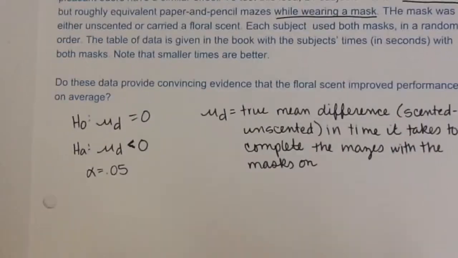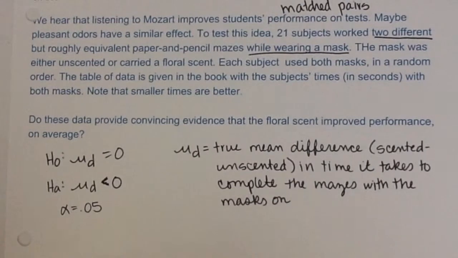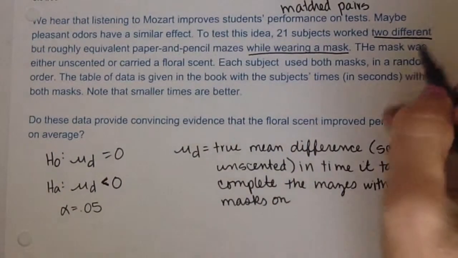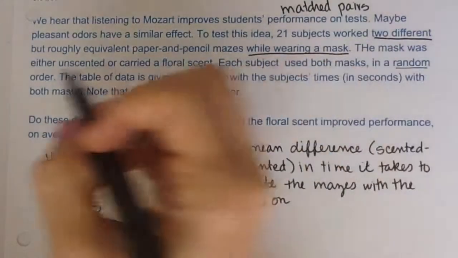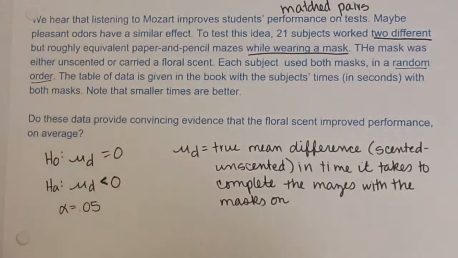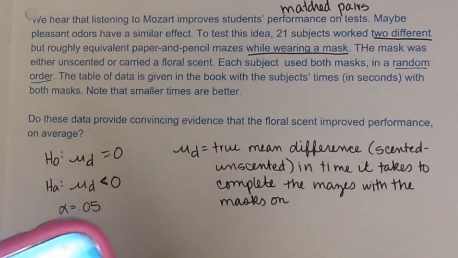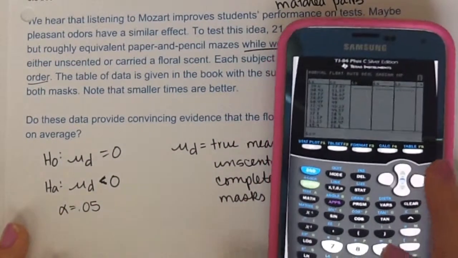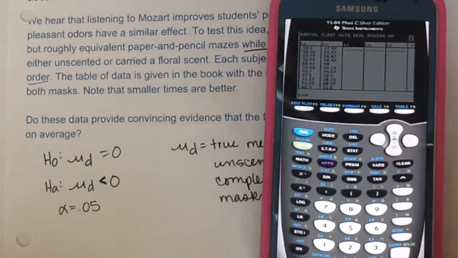Okay, so to check my conditions, I'm going to go to the random assignment first. We know that there was a random order in which they were assigned the mask. So that is the randomness that we need in order to be able to infer this upon a larger population and to use this sample as our unbiased estimator. The other thing that we need is our actual data. We need to be able to look at that data and see what the distribution looks like.